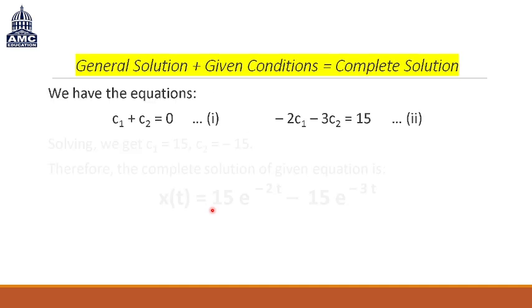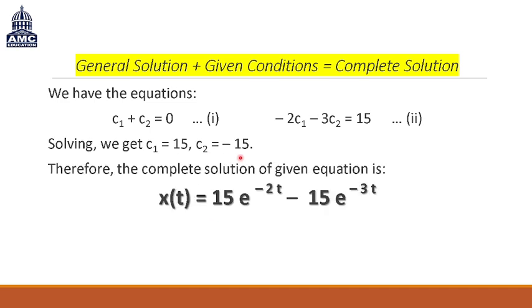So we solve these two equations and we get c1 as equal to 15 and c2 is equal to negative 15. Therefore the complete solution is 15 times e power minus 2t minus 15 times e power minus 3t. So we get the general solution, we substitute the values by plugging in the given conditions, and we get the complete solution.